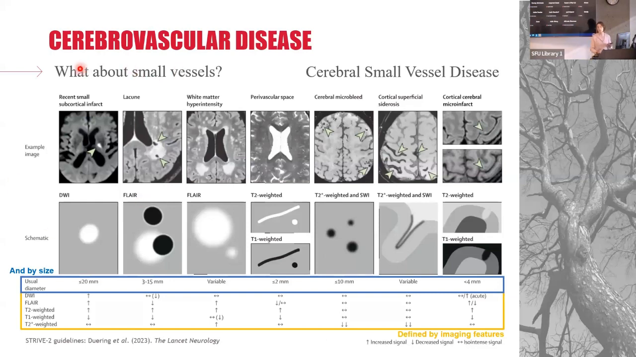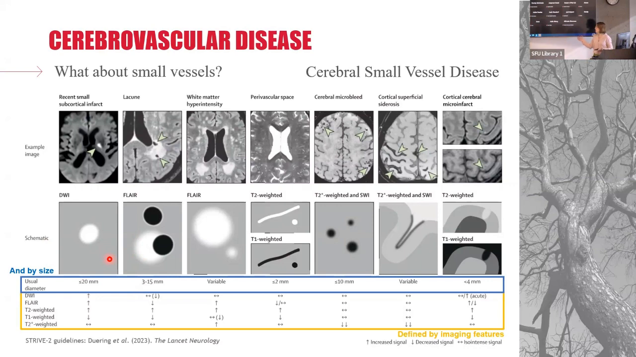So some of them are essentially ischemic infarcts. You might have a small subcortical infarct or a lacune, which can sometimes be an ischemic stroke and sometimes is an area that's cavitated within otherwise unhealthy brain tissue. But what's defining them is essentially their size. A small subcortical infarct would be defined as an infarct that's less than 20 millimeters.